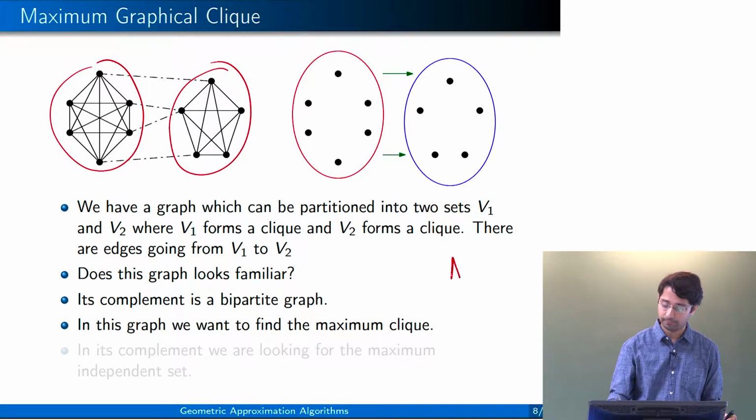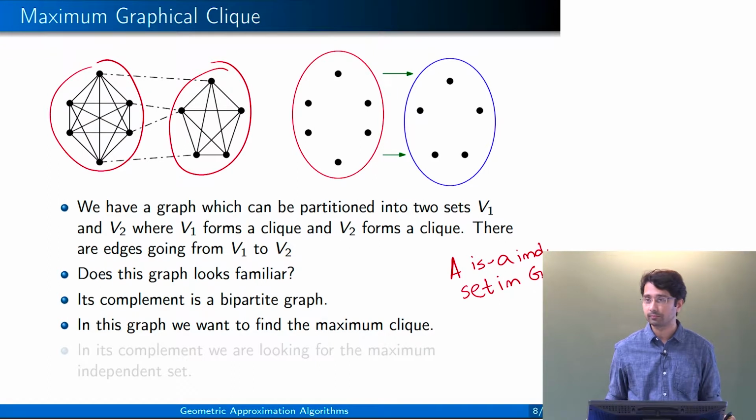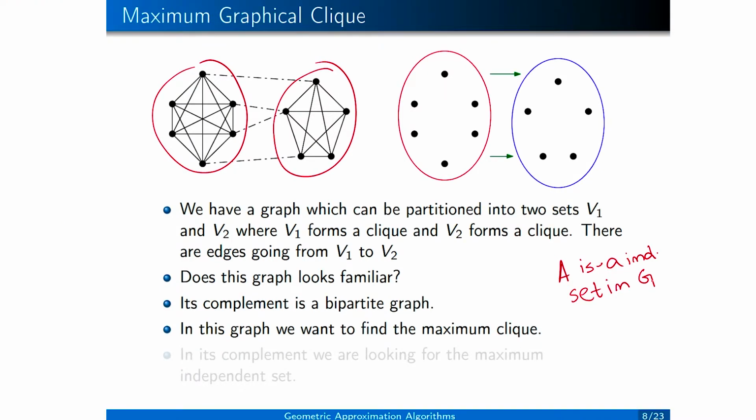Suppose A is an independent set in G. My question is, suppose A is an independent set, what is V minus A? V is the vertex set of the graph G.